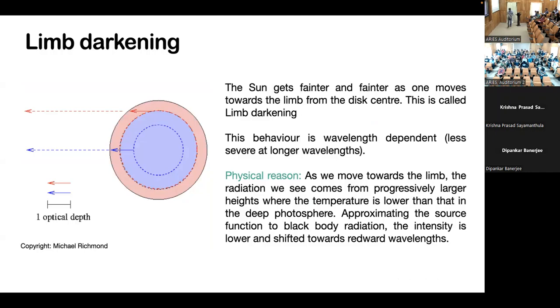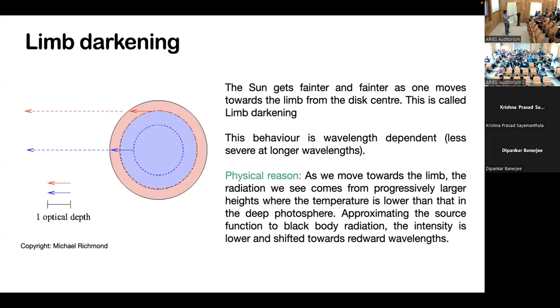The physical reason for this is that as you move towards the limb, you are seeing progressively higher heights. The reason for this is again the opacity and the optical depth that we spoke about. If you are seeing from this location, because of the opacity, you can reach a certain optical depth. But if you are seeing at an angle, this column of material is going to increase when you are seeing at an angle.